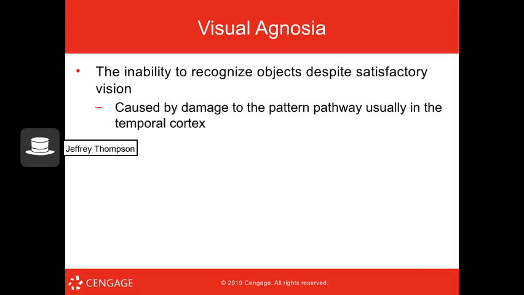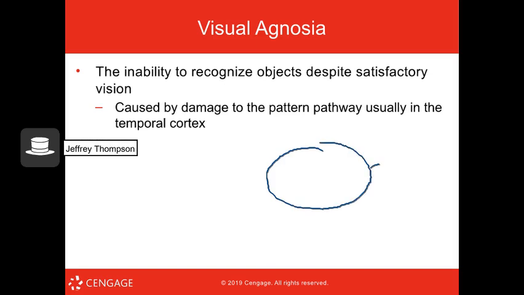There's also what's called visual agnosia, which is your inability to recognize objects even though your vision is working. And this is caused by damage to the pattern pathway, which is usually in the temporal cortex.